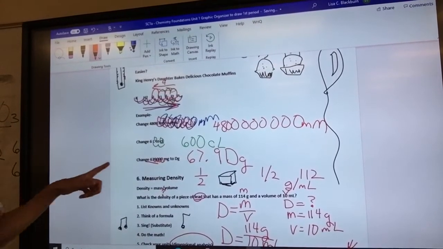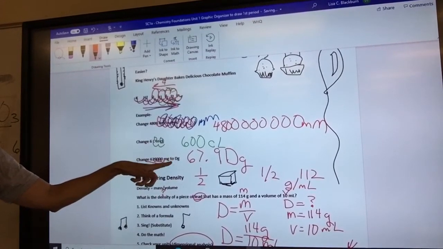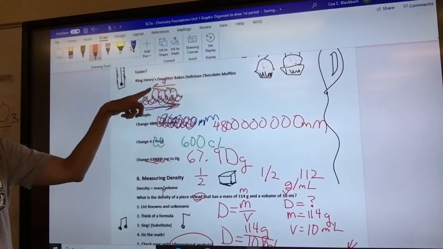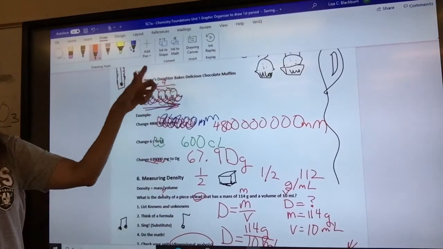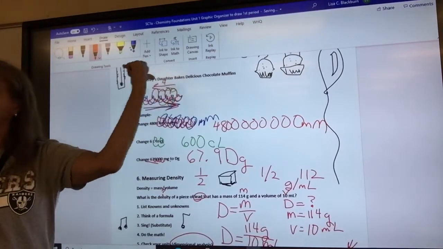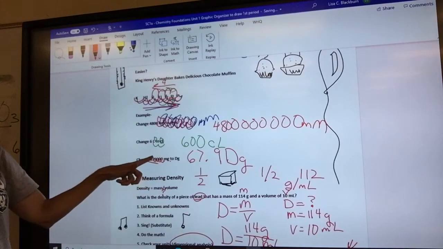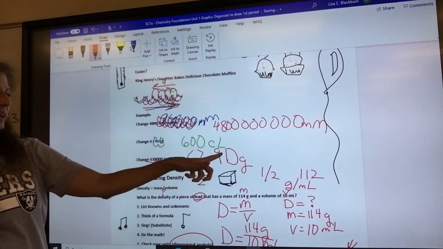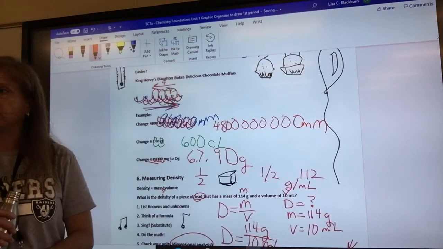The frog hopping? Okay, what if you're going the other way? Milligrams to decagrams. Milli is here, deca's there. It's 1, 2, 3, 4 frog hops this way. So my decimal point's going to move 4 places this way. So it's right here. I go 1, 2, 3, 4 places, and I end up with 67.9 decagrams. And this will make more sense too when you do it yourself.